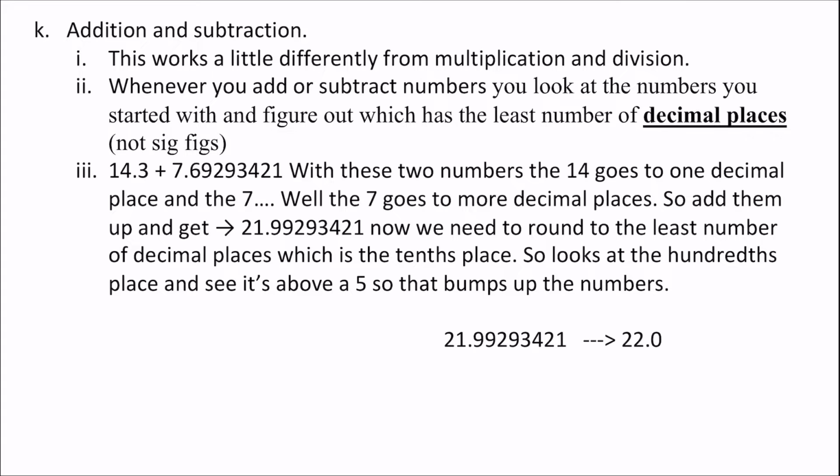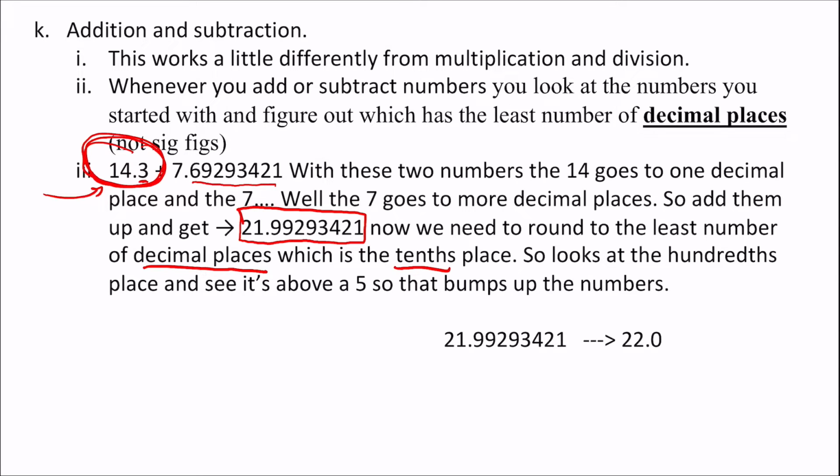Let's look at these two: 14.3 plus 7.69. With these two numbers, the 14 goes to one decimal place and the 7 goes to two. Add them up and you're going to get 21.99. Now we need to round to the least number of decimal places, which is the tenths place because of the 14.3. That only goes to the tenths place, as opposed to this going to the hundredths.